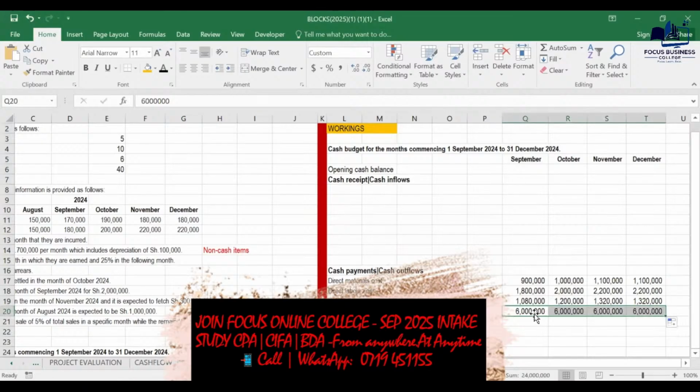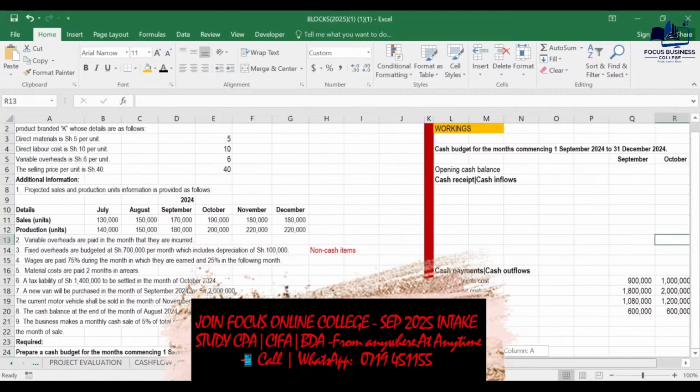Remember this one should be 600,000, not 6 million. 600,000, like that. So that is a fixed overhead. So we are done with that particular point number 3. Then let's move to point number 4. We are told wages are paid 75% during the month in which they are earned, and 25% in the following month.